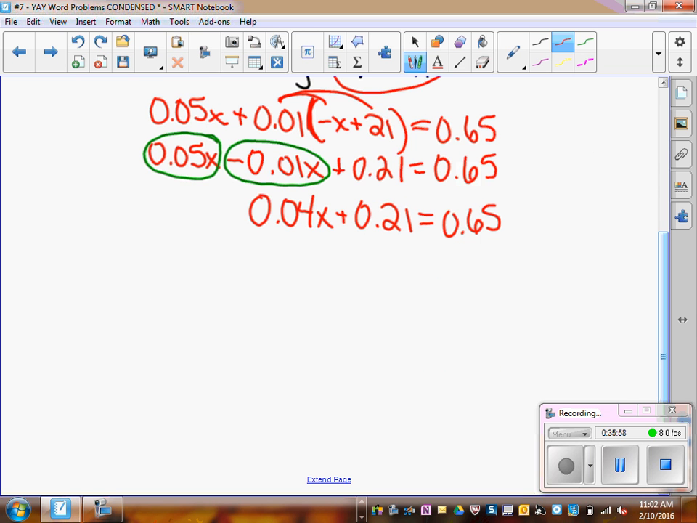Any questions so far? See people fiercely scribbling as always. Alright, so now what's my next step, Rachel? Yeah, good. We need to get x by itself. So I cover up x and get rid of all these other things. So minus 0.21. So I have 0.04x. Those cancel. Alright, so that gives us what? 0.44? Is that right?